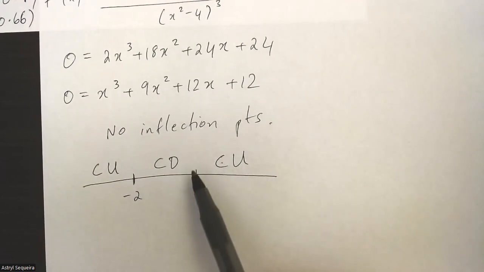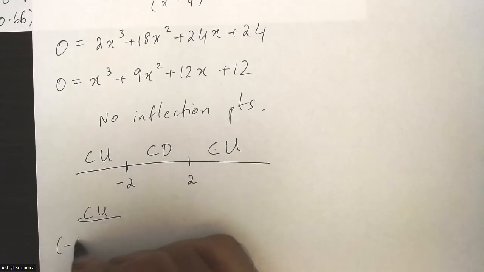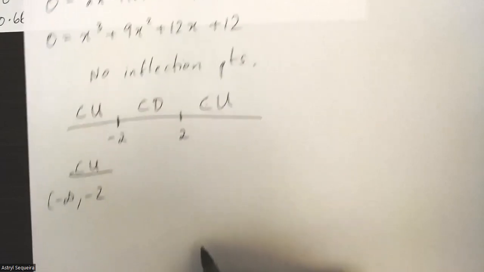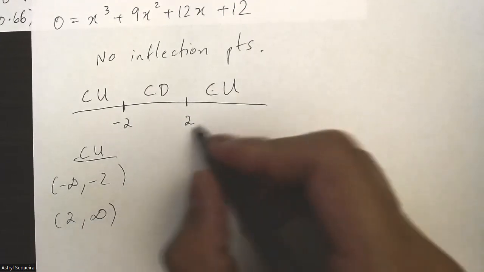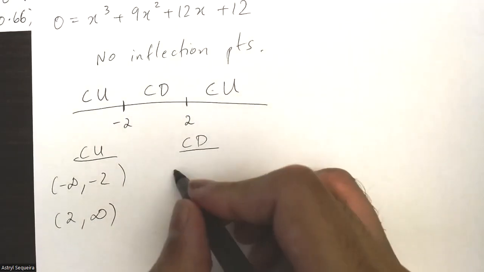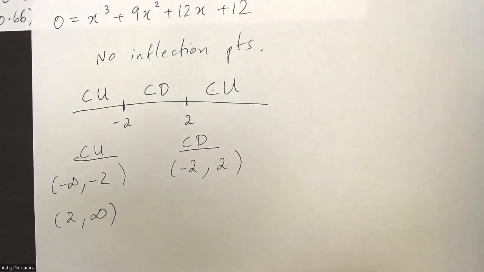This just means that intervals of concave up are from -infinity to -2, and from +2 to +infinity. Now, intervals of concave down are just from -2 to +2. There's no inflection points here, so we don't need to find it. So now we have all the information we need to sketch this function out.